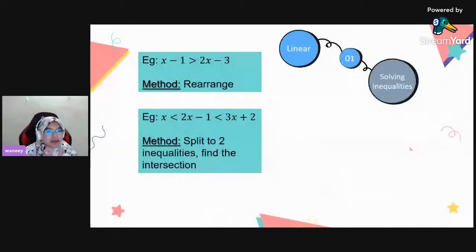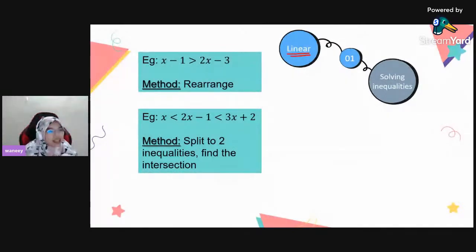Basically for solving linear inequalities, I can separate them into two methods. The first one is that we are going to rearrange. Rearrange means I'm going to bring all the x to one side and all the numbers to the other side. So that is what I mean by rearrange. I'm going to collect all the like terms, so all the x will go to the left, all the numbers will go to the right. So that is for rearrange.